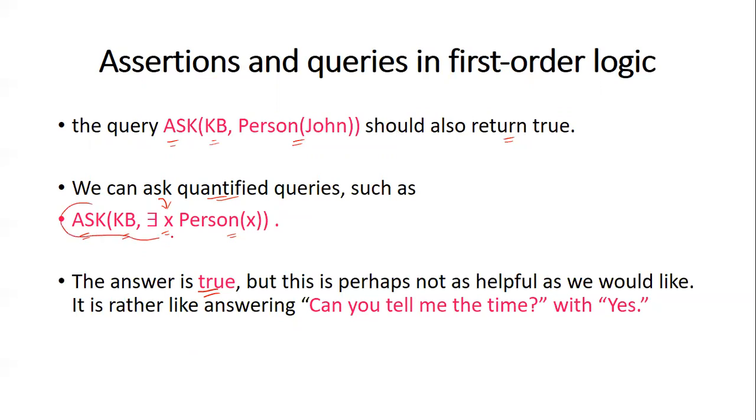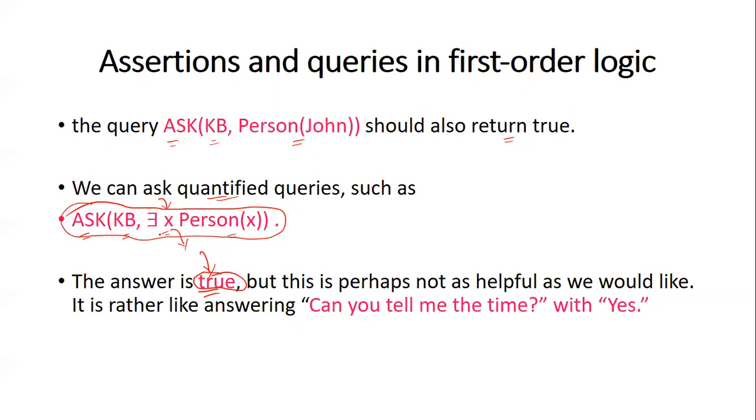But for this type of query, we may not expect true as the answer. We may want to know the values of X, for which object person is applicable. So this may not be the appropriate result. If you ask ask KB, there exists X, person of X, it will return true, because at least there is one X who is a person. But in these cases, we may not be expecting true as the answer.